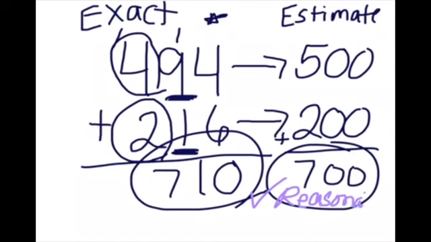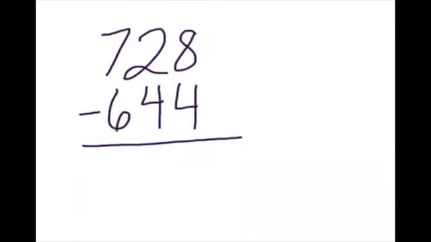Let's try another one. This time I have a subtraction problem. And again, I'm going to have two answers, right? This one over here is going to be my exact answer. So let's subtract 728 minus 644, the same way we always would. We'll start with our ones, and I'm going to ask myself, 8 minus 4. Is there more on top or more on the floor? Well, thankfully there's more on top. So I can do that problem.